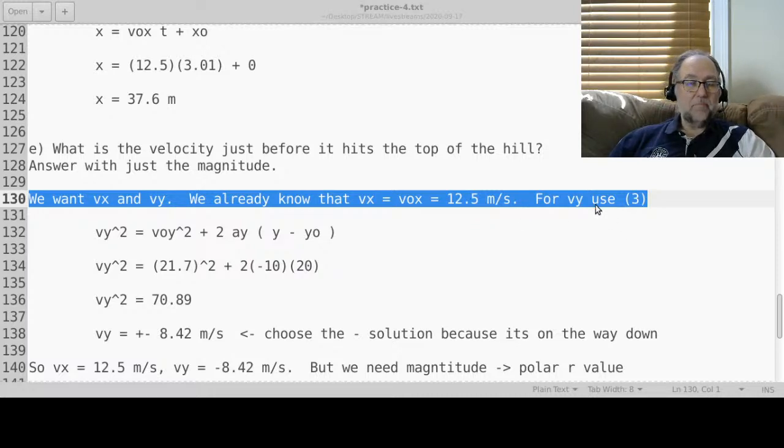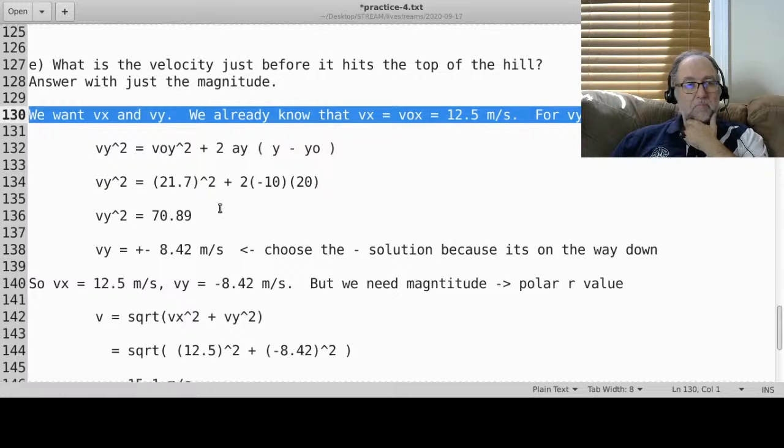You could probably use equation 2, I guess. No, you have to use equation 3. So we're going to use equation number 3 here. You've got vy squared is equal to v naught y squared plus 2ay times (y minus y naught). There's vy squared, and that's unknown. You don't know vy, and v naught y we found to be 21.7. Ay was negative 10. Y was 20, y naught was 0. Simplifying that, we get that vy squared is equal to 70.89.